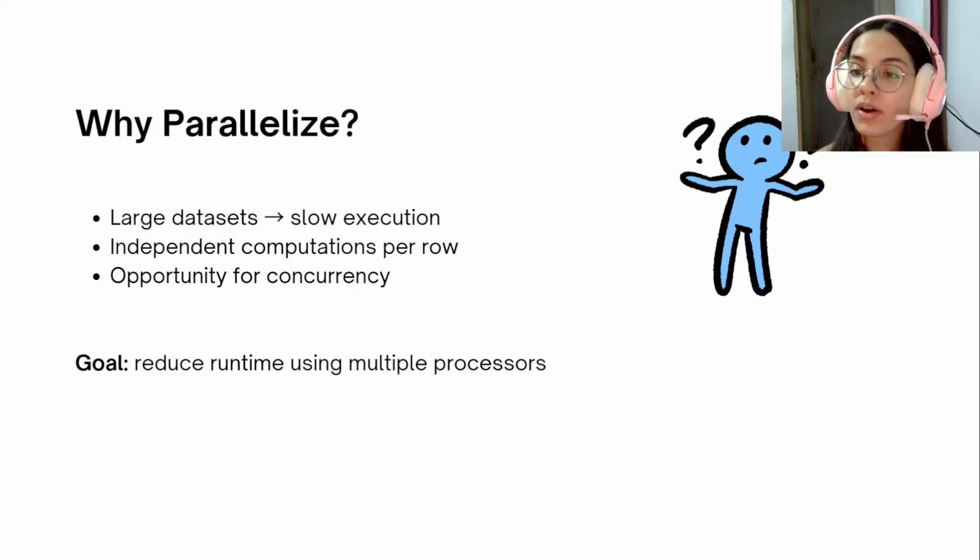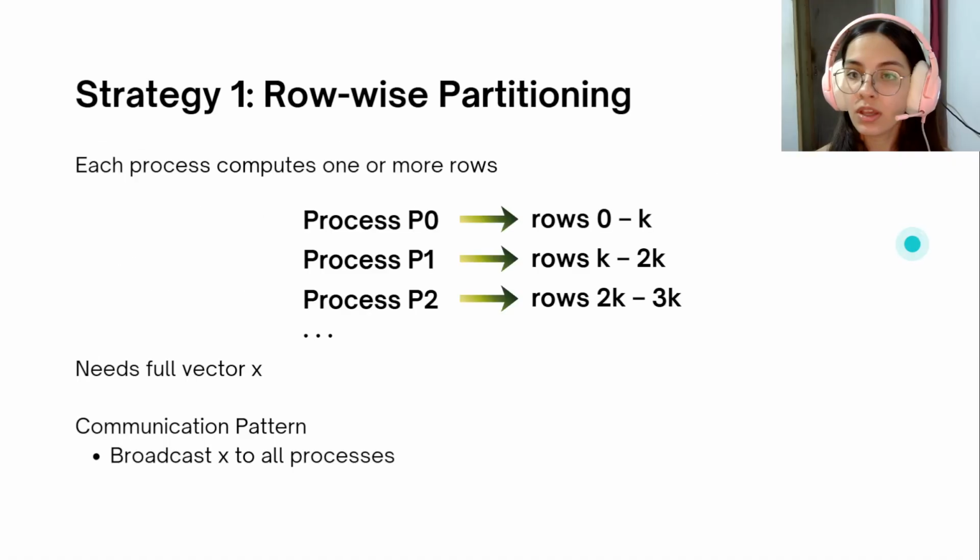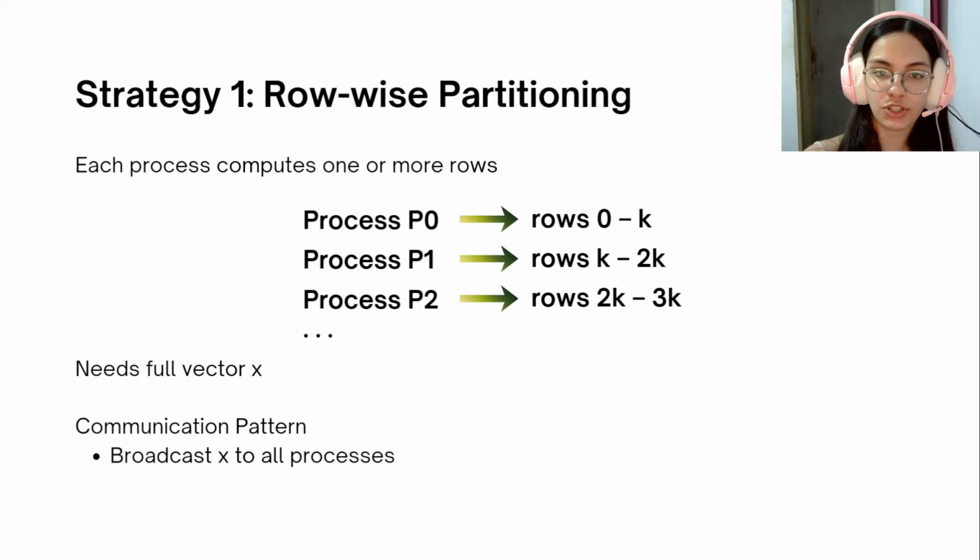So why parallelize? Because each row can be computed independently. This allows us to divide the work among multiple processors and reduce the total execution time. The goal is to make the computation faster by using parallelism. So now let's see some parallel strategies for matrix vector multiplication.